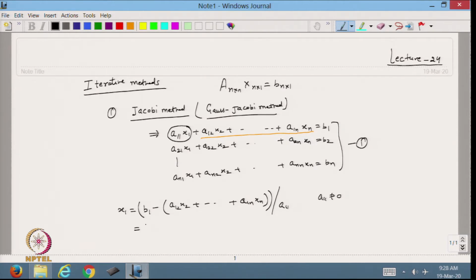So this can be written as b1 minus the summation of a1j xj, where j is from 2 to n and j is not equal to 1. I am finding this, divided by a11. So that is my x1.